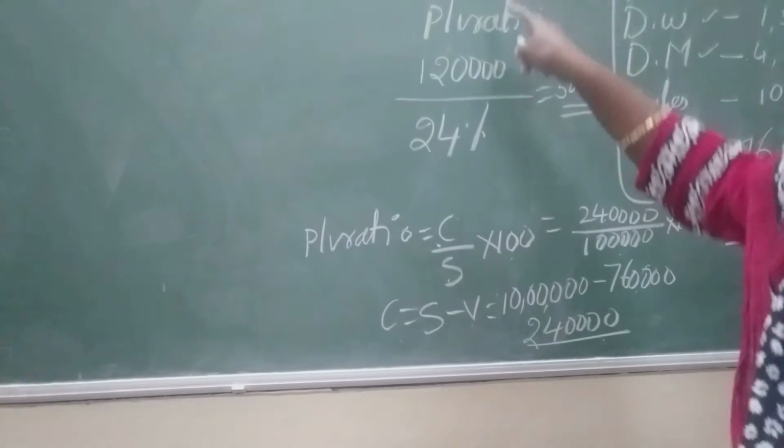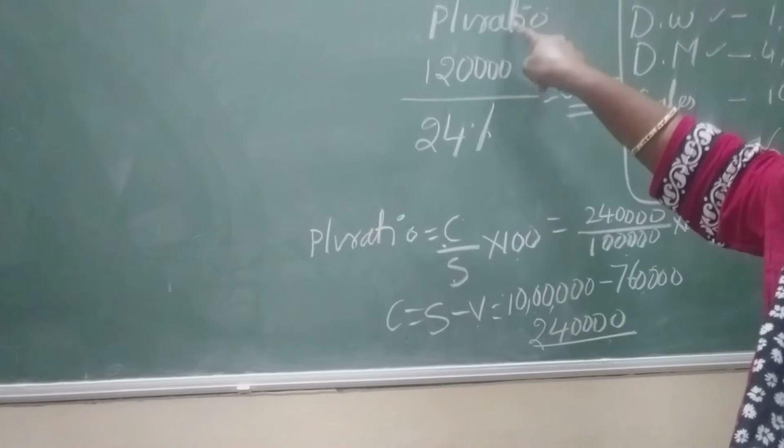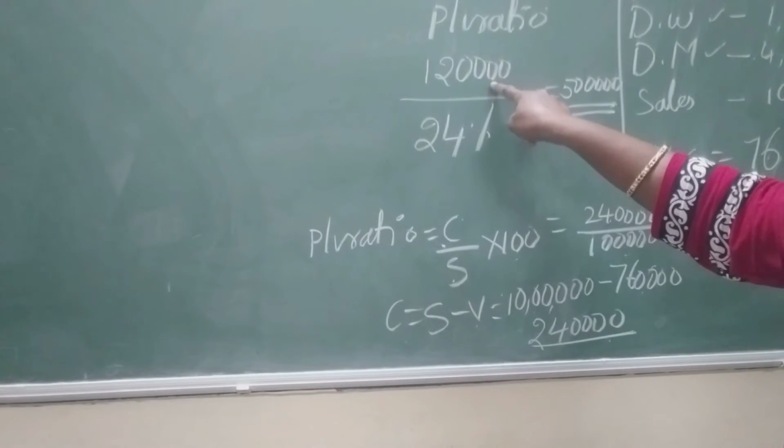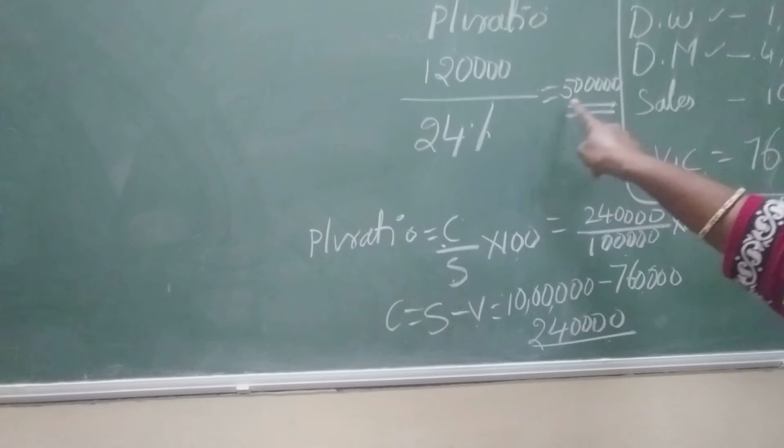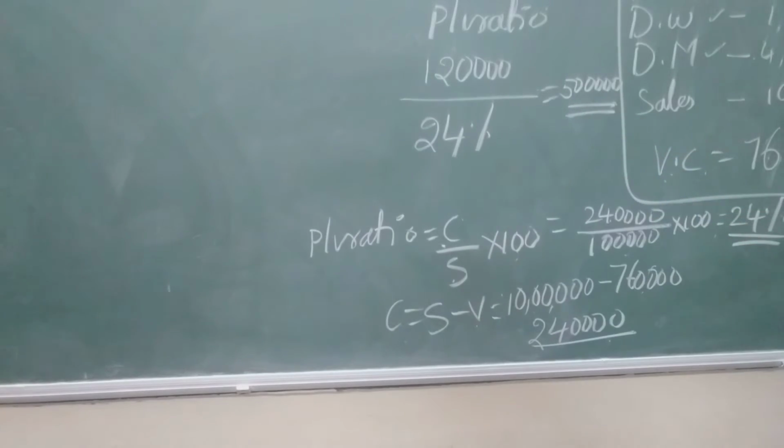Okay. So I am applying the formula, that is fixed cost by PV ratio. Fixed cost is 1,20,000 divided by 24%. If you do, you got 5 lakhs. This is one more problem. Please note down, all of you.